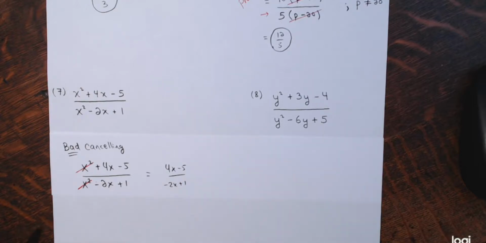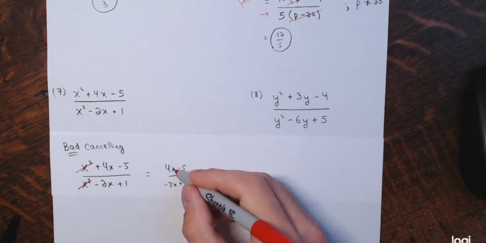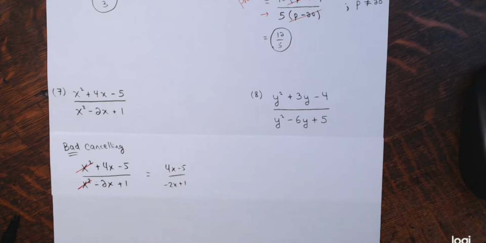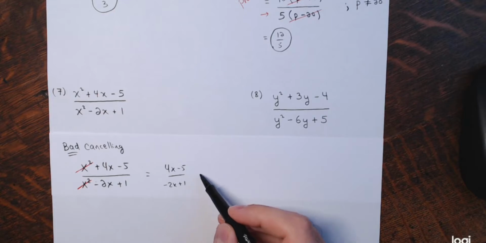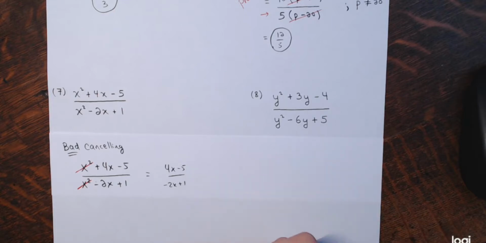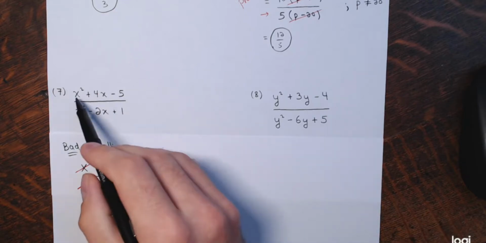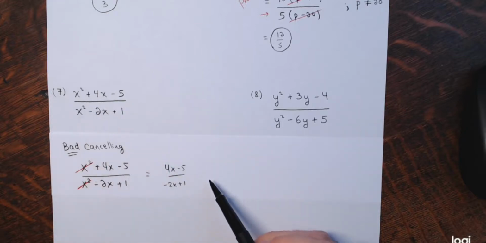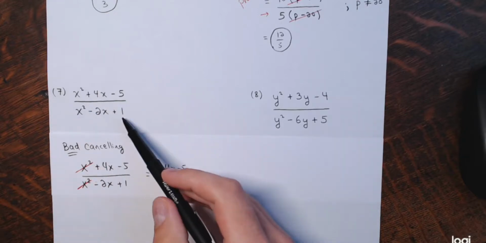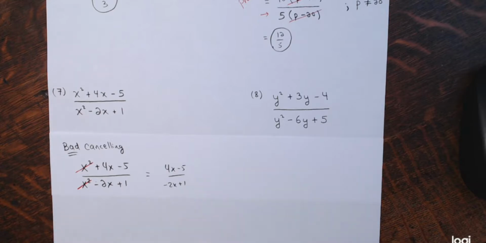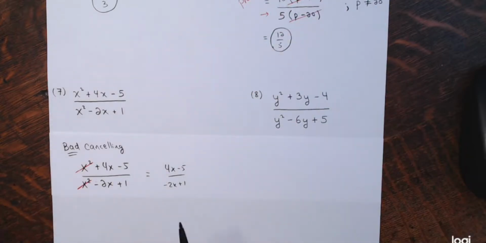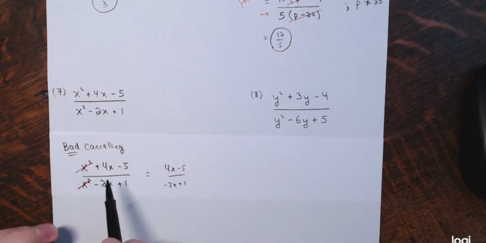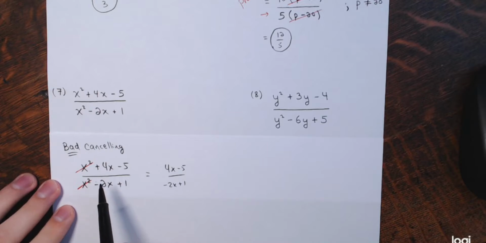Or they'll cancel the x's as well. Cancel the x, and say this is 4 minus 5, negative 1, divided by negative 2 plus 1, which is negative 1. They'll say this is equal to 1 even. Obviously, this fraction is not always equal to 1 because the numerator and denominator aren't the same. So here's a case where bad canceling doesn't work. Yes, example 5 and example 6, bad canceling worked, but it doesn't always. You won't always get so lucky. So please don't do it.